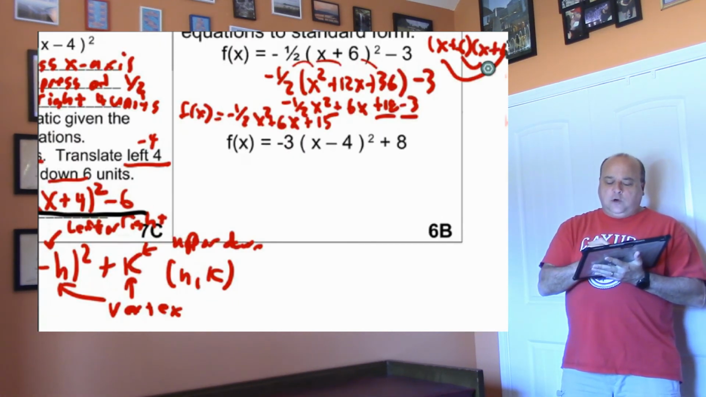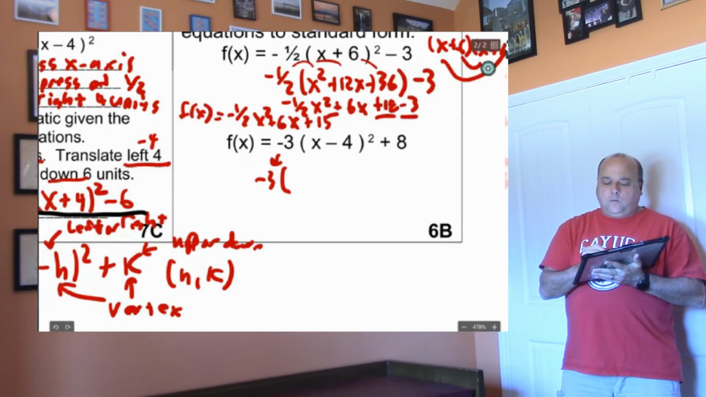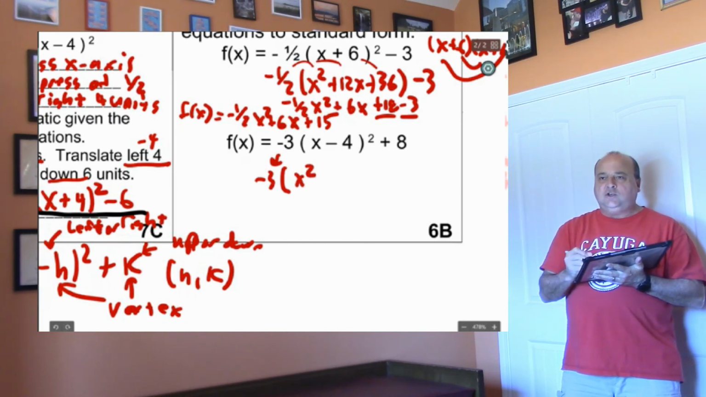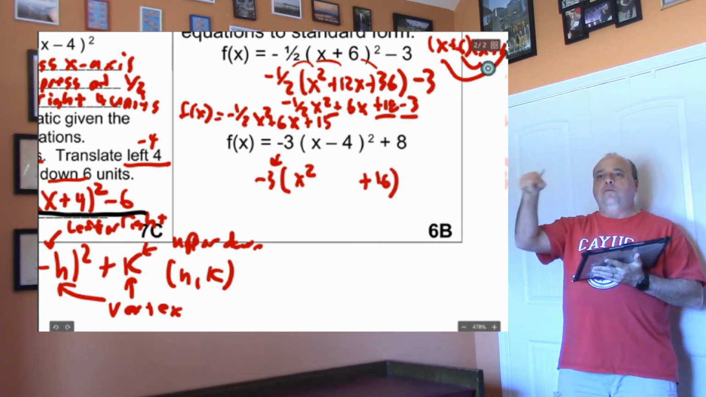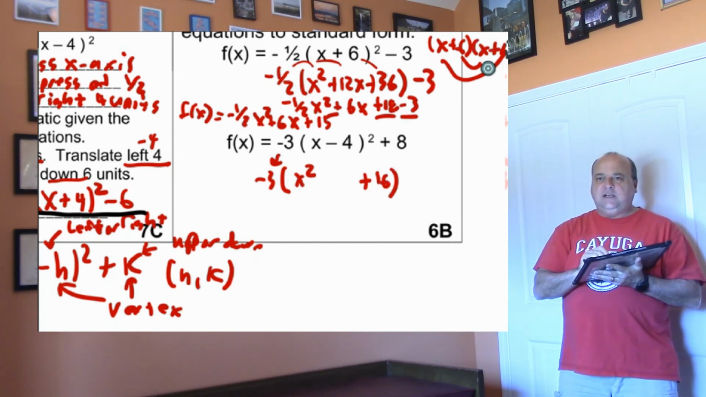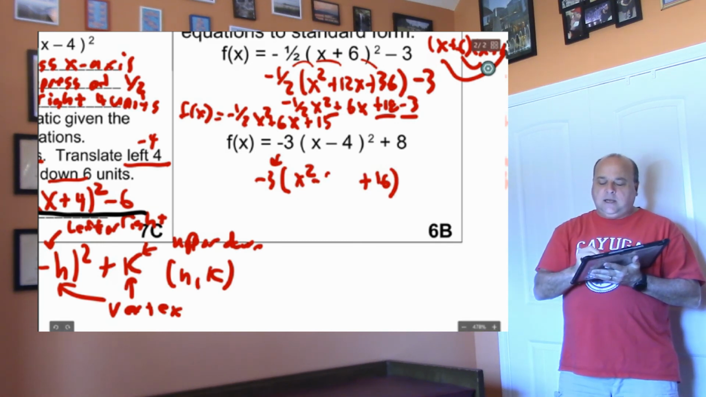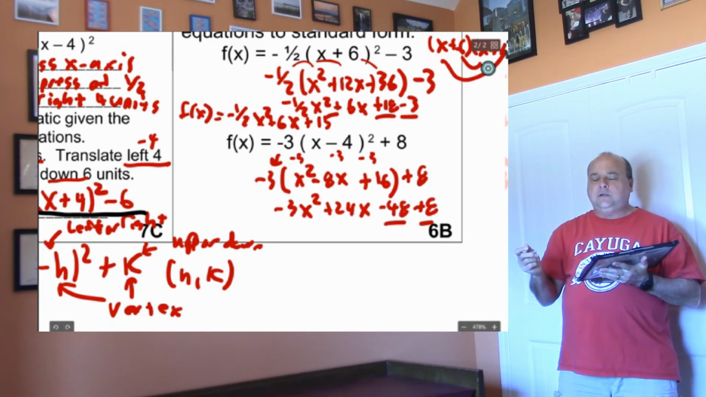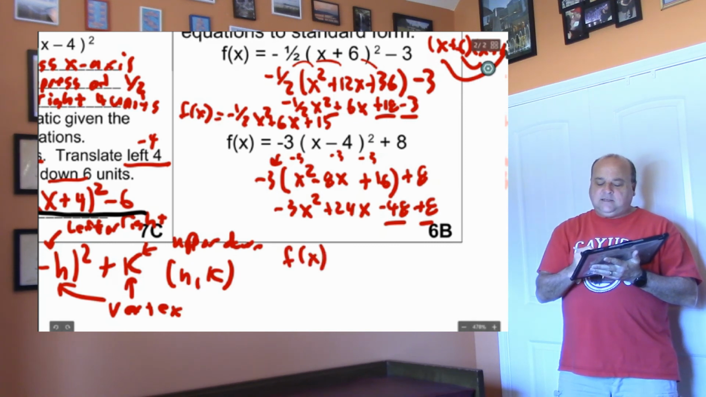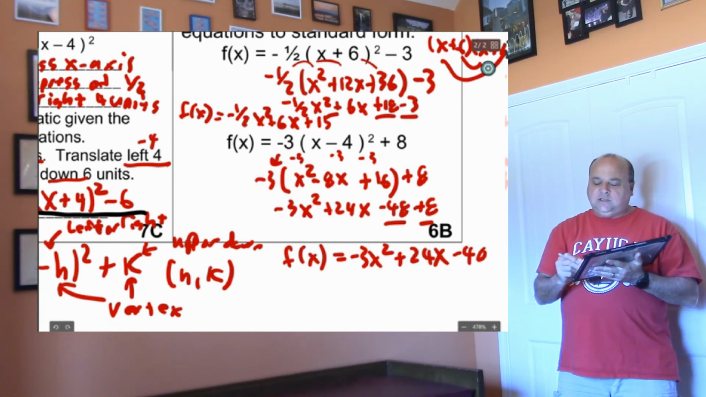Okay, so we're going to drop the -3. We're going to write the parentheses. x times x is x squared. Skip a spot. -4 times -4 is plus 16. Then you multiply and double. -4 times x is -4x. Double it, you would get -8x. And then plus 8. Now then we're going to distribute the -3. -3x squared plus 24x minus 48 plus 8. Then we got to add up the constants, don't we? So f of x equals -3x squared plus 24x minus 40.